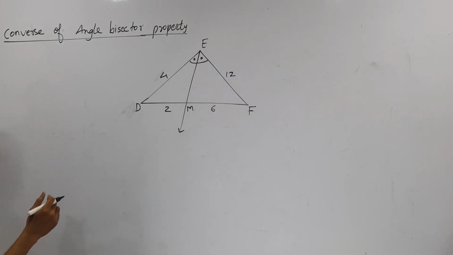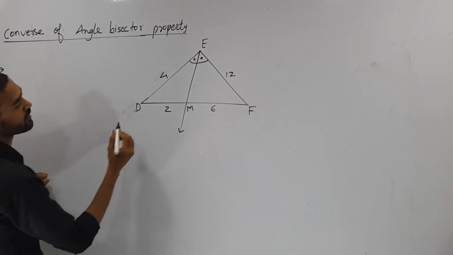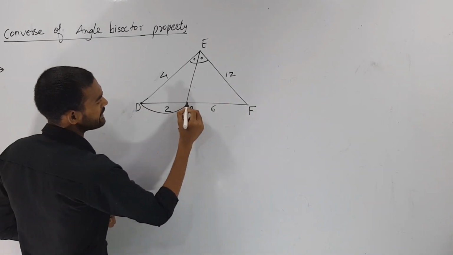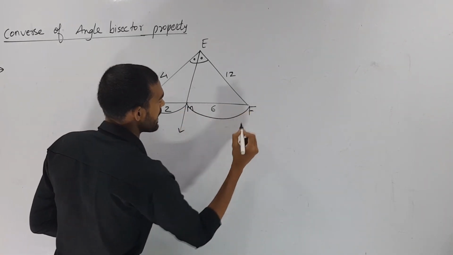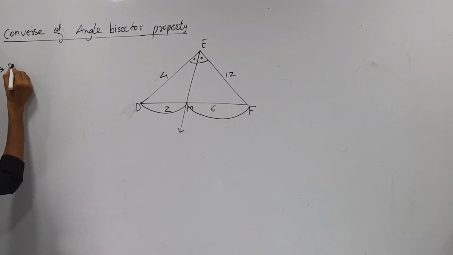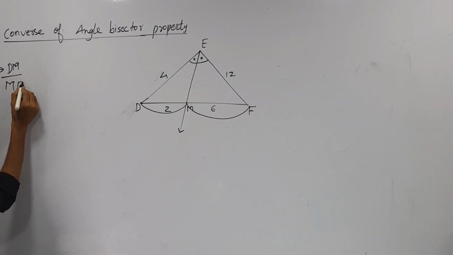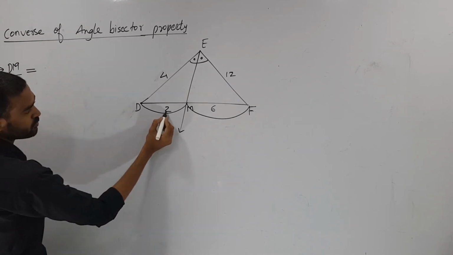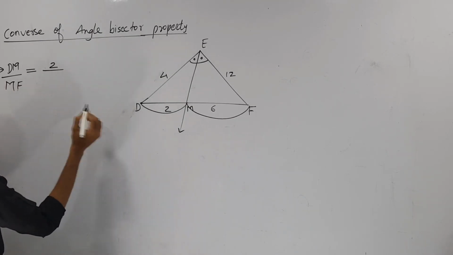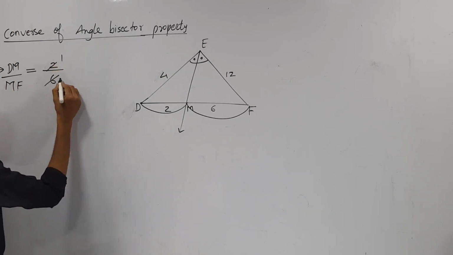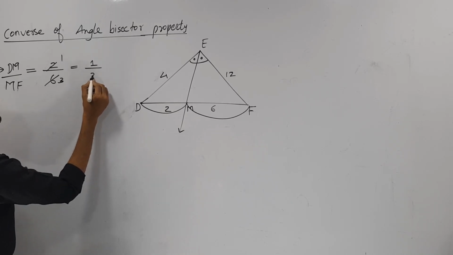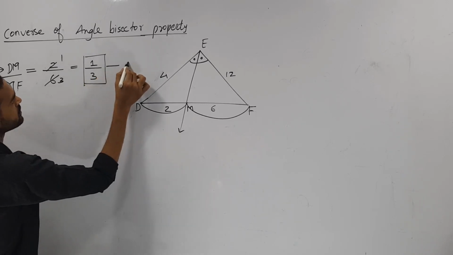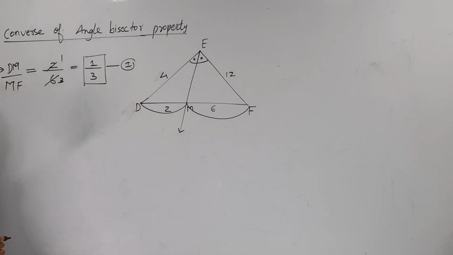So let us check. Let us say we are starting with point D. So DM upon MF. We write DM upon MF is equal to, substituting their values, DM is given 2 and MF is 6. 2 ones are 2, 2 threes are 6. So my answer is 1 upon 3. This is equation number 1.